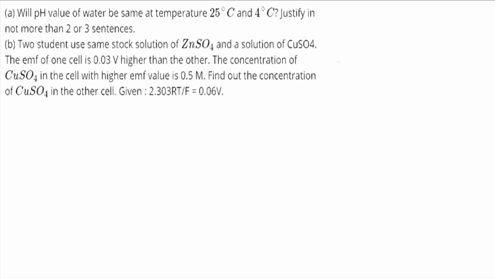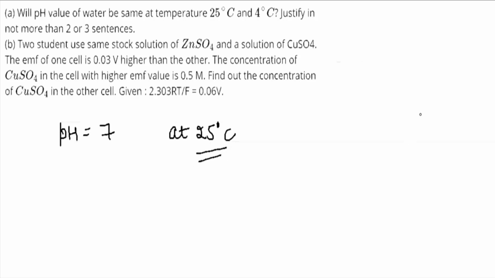Hello everyone, let's start the given question. The question says that there are two parts here. In part A it says: will the pH value of water be the same at 25 degrees Celsius and 4 degrees Celsius? Justify in not more than 2 or 3 sentences. So we know that the pH of water at 25 degrees Celsius is equal to 7.